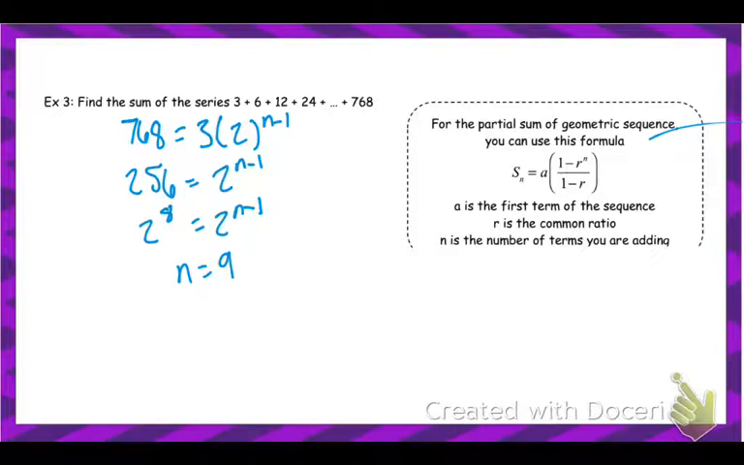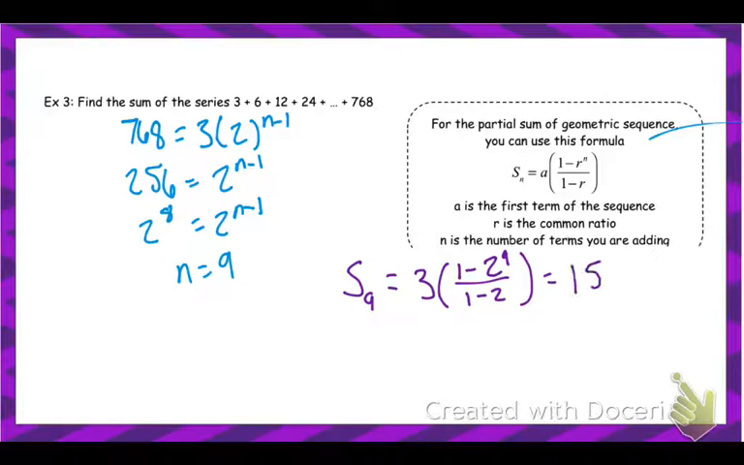Once I know what n is, I can set this equation back up using that partial sum formula. So I know that there are 9 terms, so I want to find the sum of the first 9 terms. So then I would do 3 times (1 minus 2 to the 9th) over (1 minus 2). Plug that in, and you should get 1533.